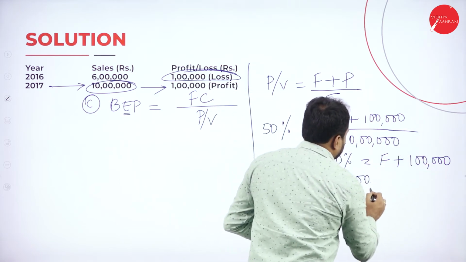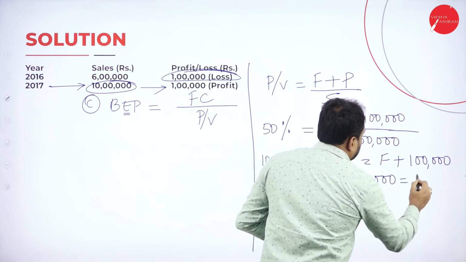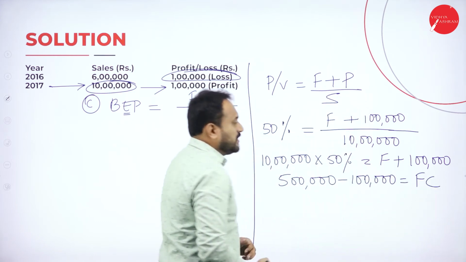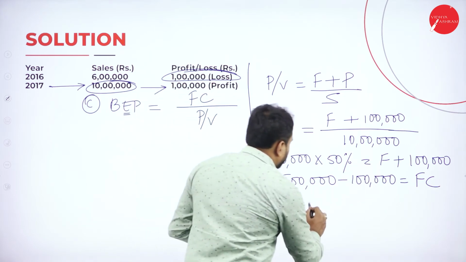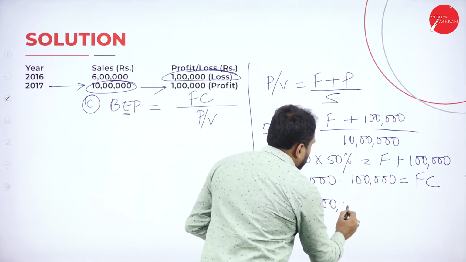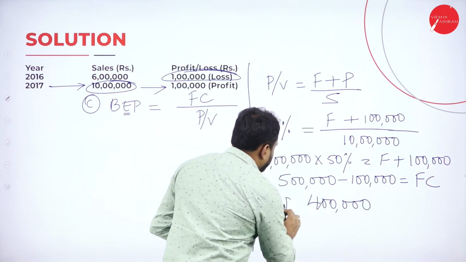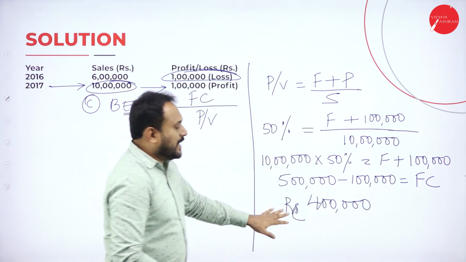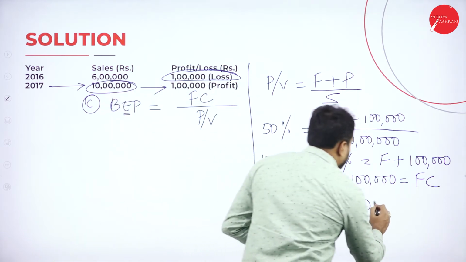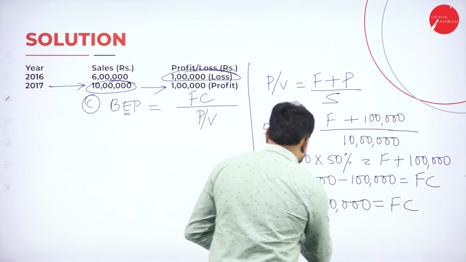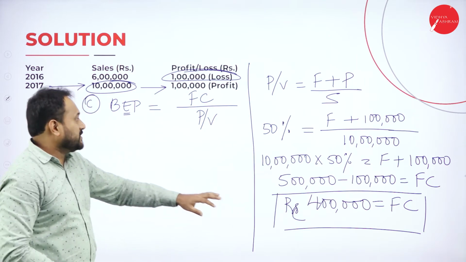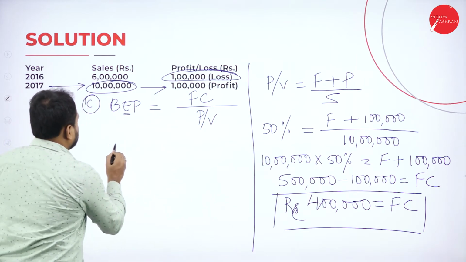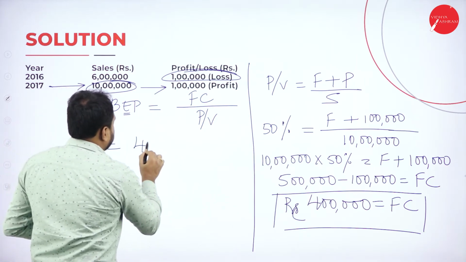Minus 1 lakh rupees is equal to fixed cost. F means fixed cost, FC is also fixed cost. So here we got 4 lakh. Now denote this with rupees symbol or Rs. 4 lakh is equal to fixed cost. So we got the fixed cost which is worth 4 lakh rupees. Now substitute here. BEP is equal to fixed cost, which means how much? 4 lakh.